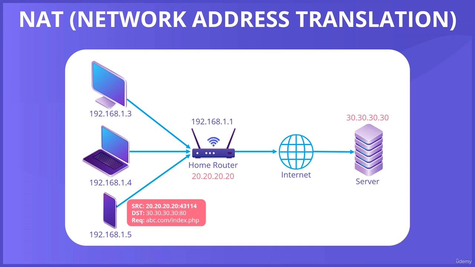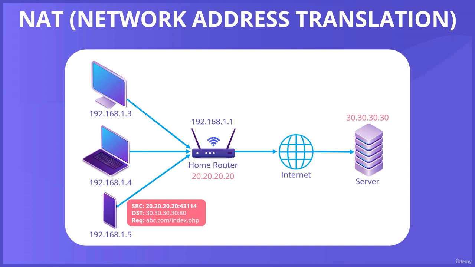So to reach the page, the smartphone has to go through the home router. The packet has the source IP address and the source port address, as well as the destination IP address and the destination port. If it arrives at the web server with these values, it processes the request and tries to send the reply packet to the IP address 192.168.1.5. But that's unreachable for the web server because it's a private IP address.